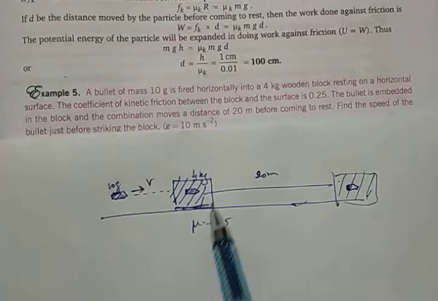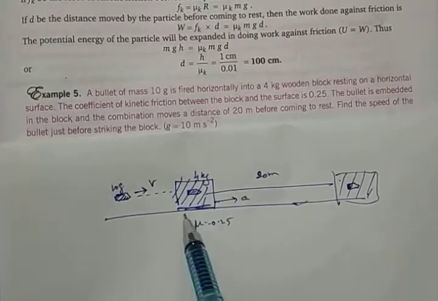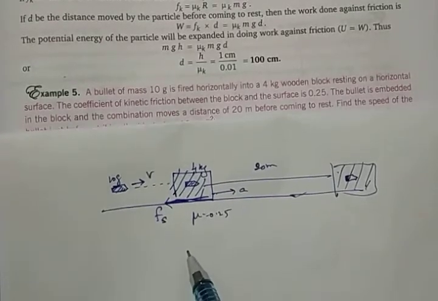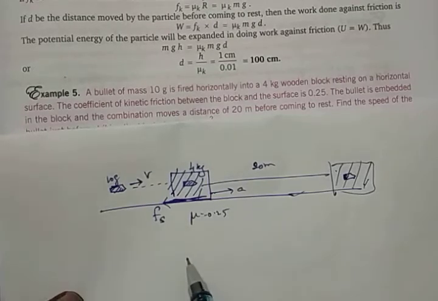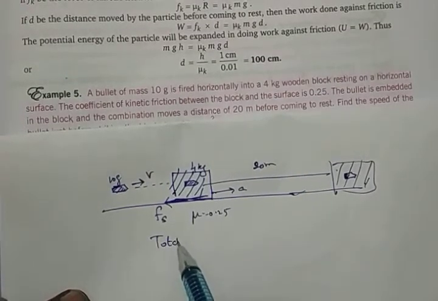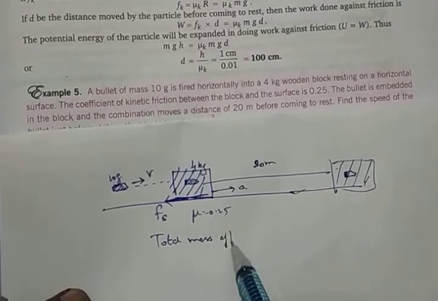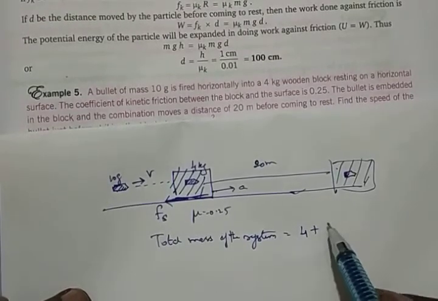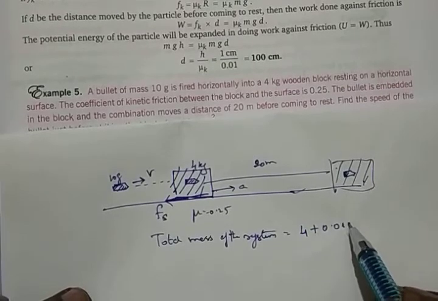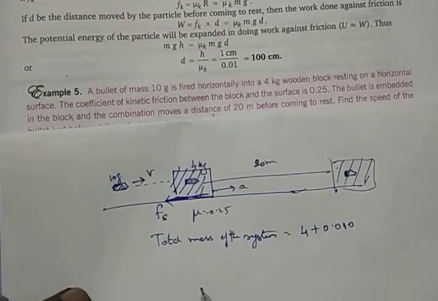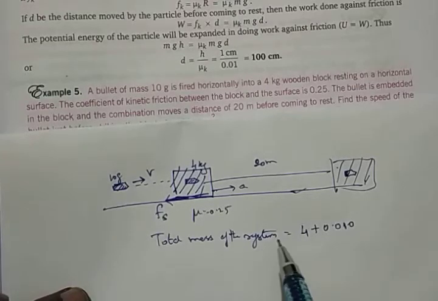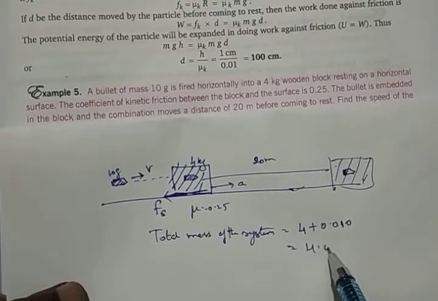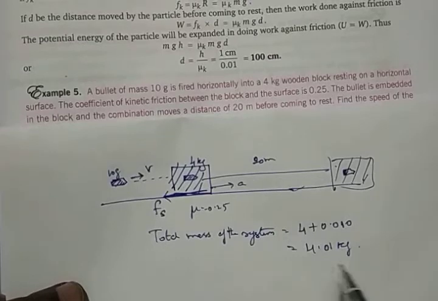Now when it moves here, it moves with a deceleration, and there is a frictional force acting here in the opposite direction. So that is all that we know. Now we need to find out the total mass of the system. It is going to be equal to 4 plus 0.01. 10 grams is 10 into 10 to the power of minus 3, which is 10 to the power of minus 2. So you get here 4.01 kilograms. That is the total mass of this whole thing.